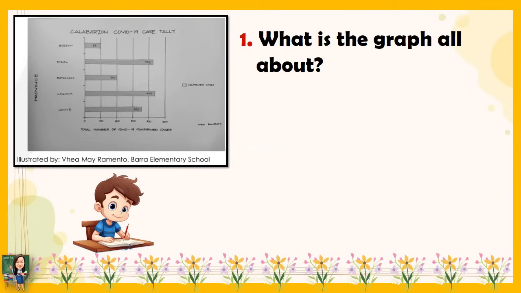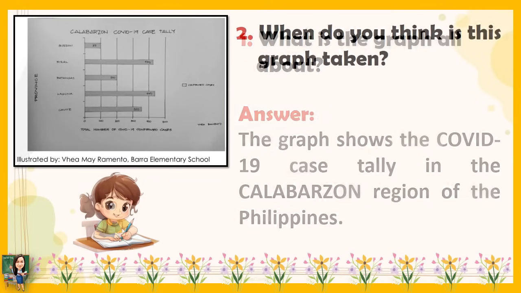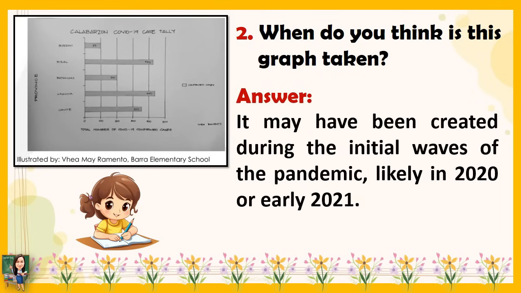What is the graph all about? Here is my example answer. The graph shows the COVID-19 case tally in the Calabarzon region of the Philippines. Second question. When do you think is this graph taken? Here is my example answer. It may have been created during the initial waves of the pandemic, likely in 2020 or early 2021.